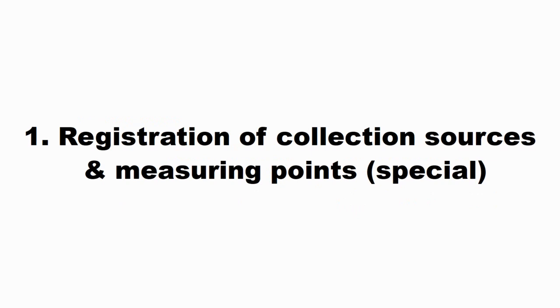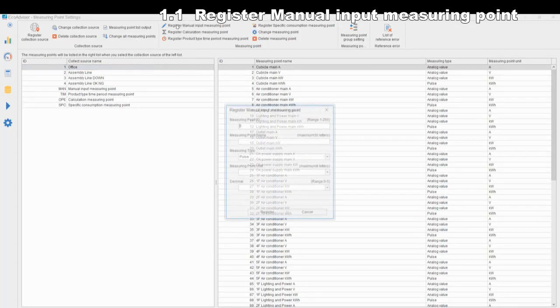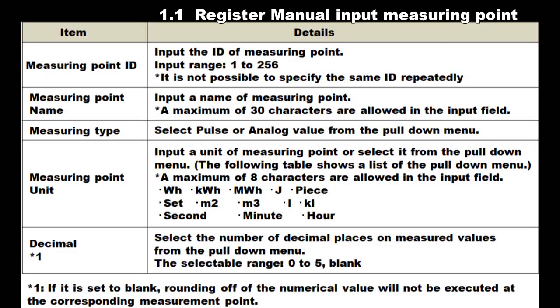Registration of collection sources and measuring points, special. Manual input measuring point means a measuring point to manually register a measured value, such as a measuring point of offline. Click the Register Manual Input Measuring Point button.